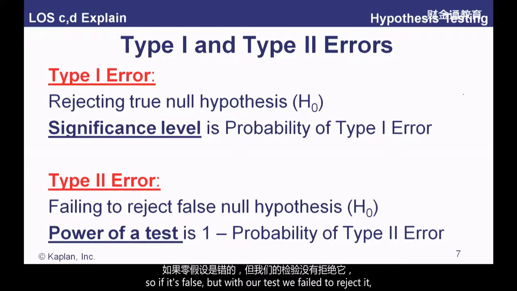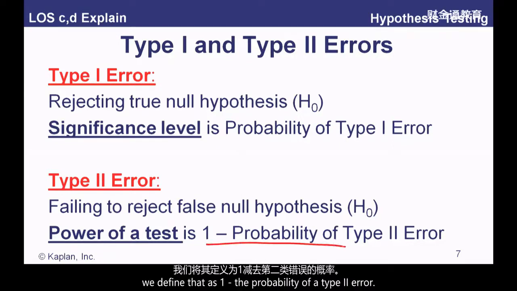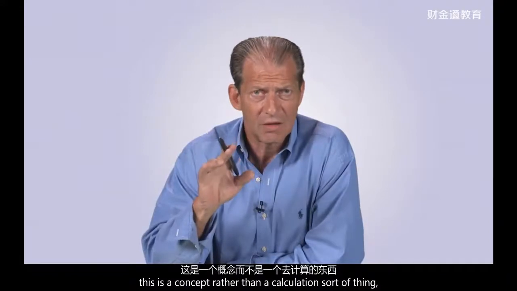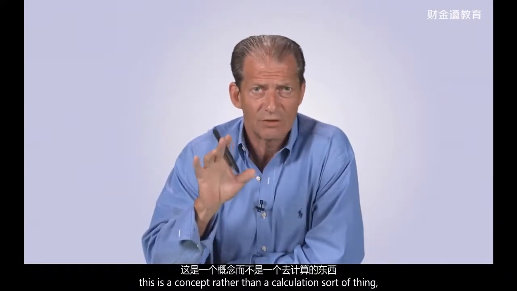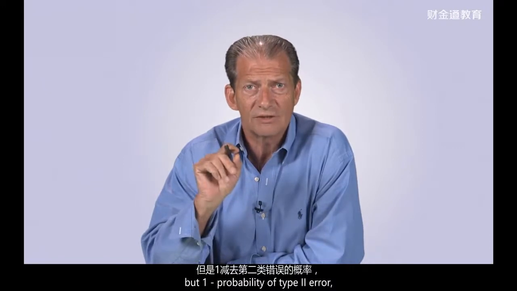So if it's false, but with our test we fail to reject it, that's a type 2 error. And when we talk about the power of the test, we define that as 1 minus the probability of a type 2 error. Now, we're not going to be estimating or calculating type 2 errors. This is a concept, rather than a calculation sort of thing. But 1 minus the probability of a type 2 error.